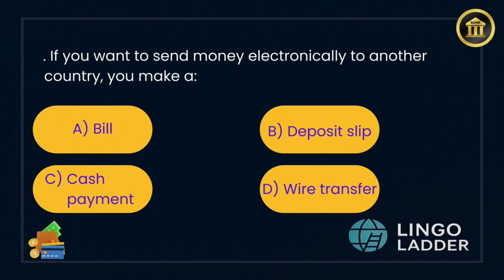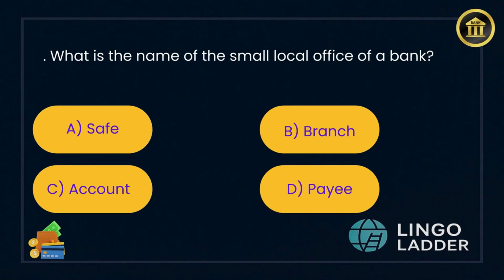7. If you want to send money electronically to another country, you make a Correct answer is wire transfer. 8. What is the name of the small local office of a bank? Correct answer is branch.